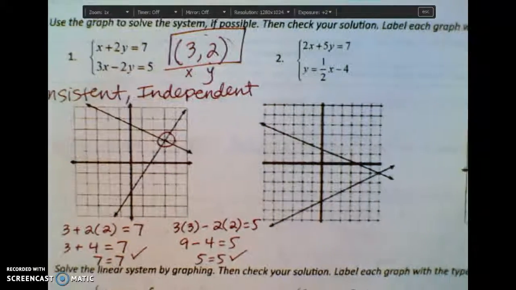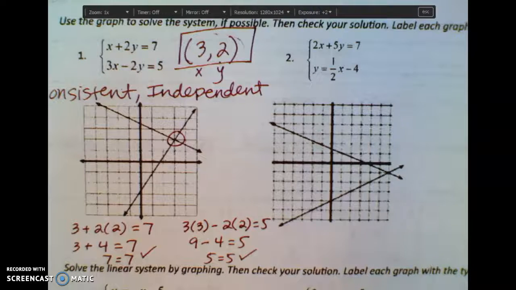Let's look at the second one. I want you to pause the video and find the solution, check your answer, and label it, and then check the video to check your answers. All right, let's look at it together.